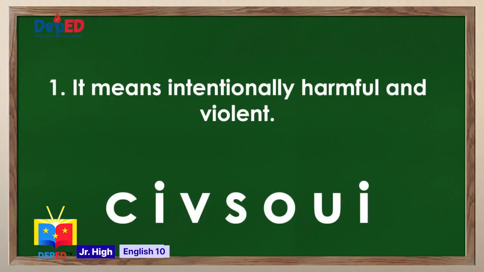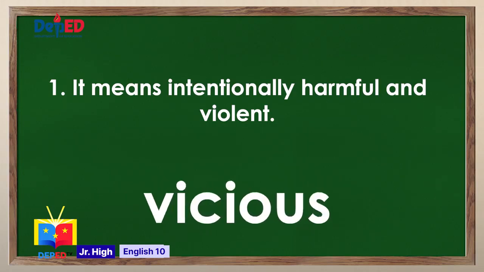Number 1. It means intentionally harmful and violent. Did you write vicious? Excellent! You got it right! Example: the poor little girl was paralyzed after being bitten by a vicious snake in the forest. Again, number 1 is vicious.